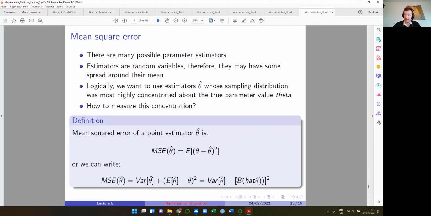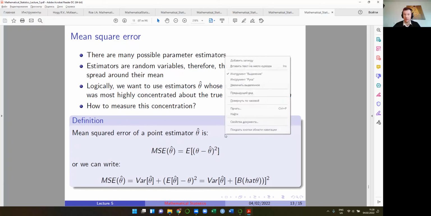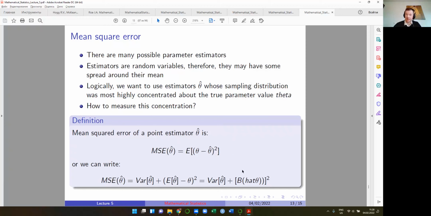Plus, if the estimator is biased. If the estimator is not biased, there is no plus, and the mean squared error is equal to this variance, and that's it. But if the estimator is biased, the mean squared error increases by the square of this bias. So that's another reason why we do not want this bias to appear, because of the bias, this error increases.